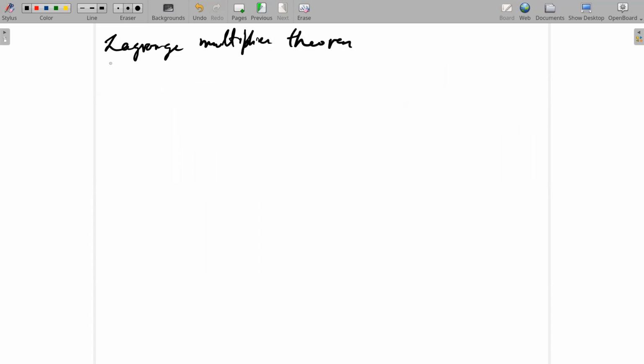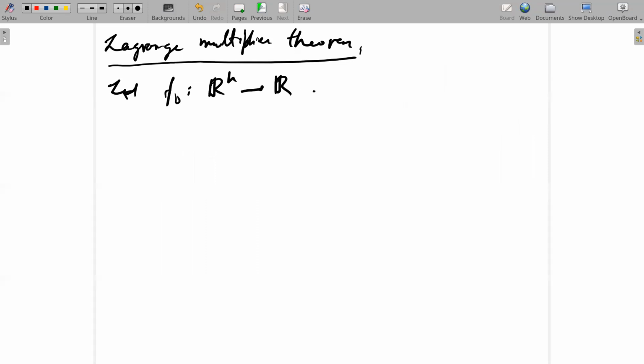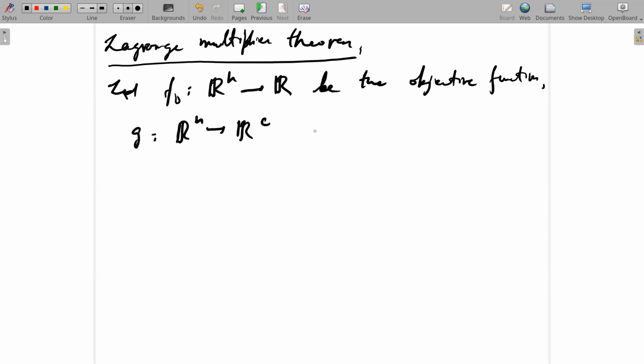And we'll do one small example to illustrate how this optimization method works. So let f naught from Rn to R be the objective function, and g from Rn to Rc. So c is the number of constraints actually. That's why I've written it with a dimension. So there are c many constraints. Each component of the target is actually a constraint. So be the equality constraints.